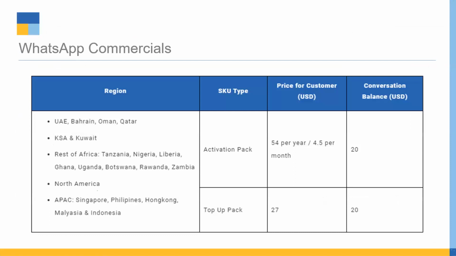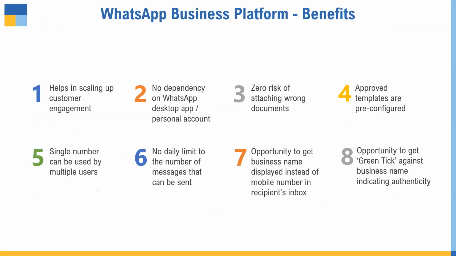So this is the pricing as of now for the customers, which is $54 per year, or $4.5 per month. In that, the balance they will get is $20, and if they want to top up, there will be a $27 top up, and 20 USD will be the balance.